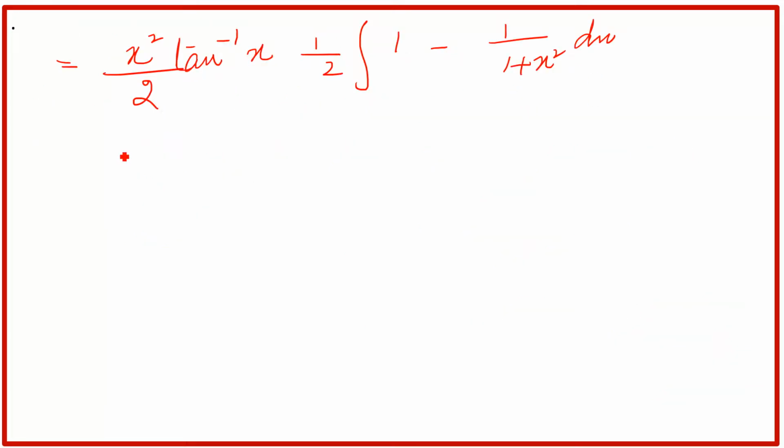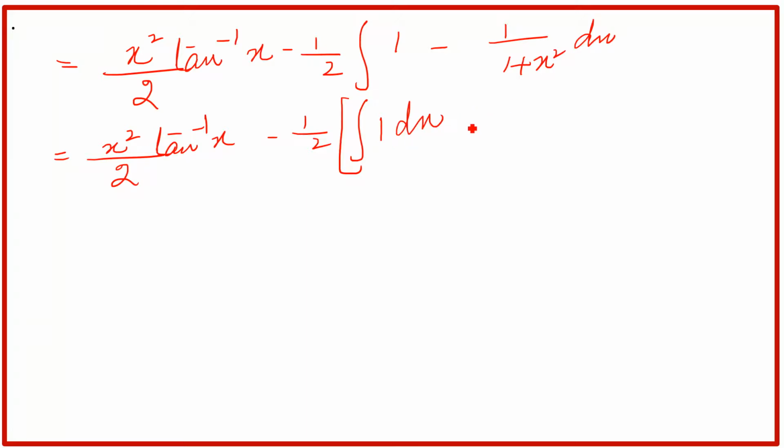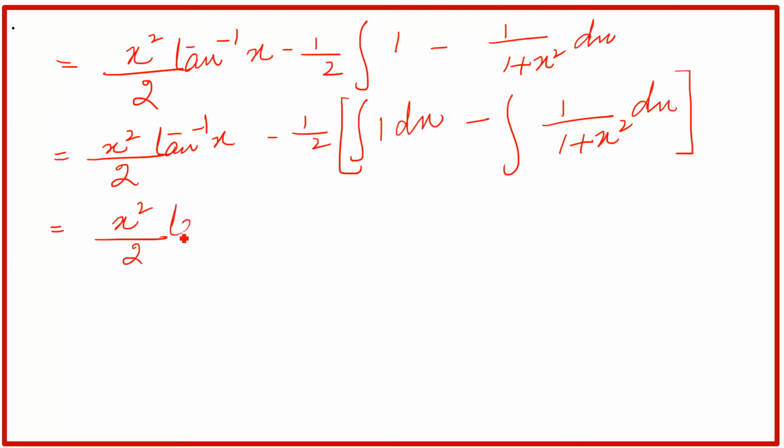Now we have two terms, so we will do the separate integration. This part will remain the same. Here we have minus 1 over 2, and this 1 over 2 relates to this and this as well, so that is why we will use the bracket, the integral of 1 minus 1 over 1 plus x square dx. So it is x square over 2 tan inverse x minus 1 over 2. For this 1 dx, the integration is x, and then minus the integral of 1 divided by 1 plus x square.